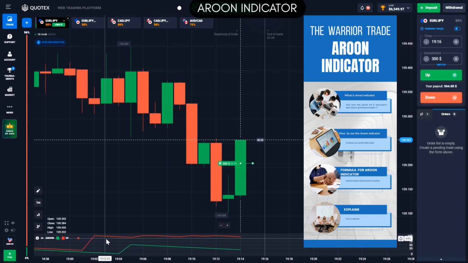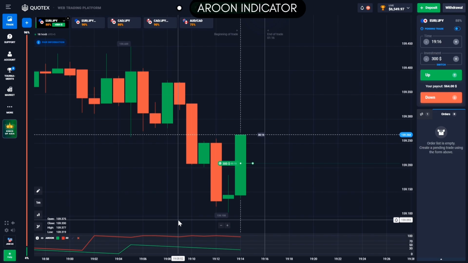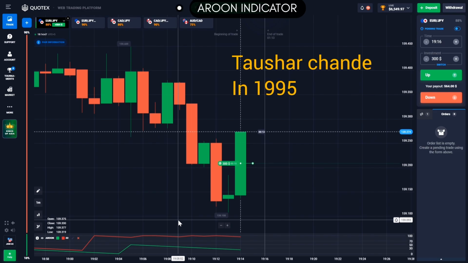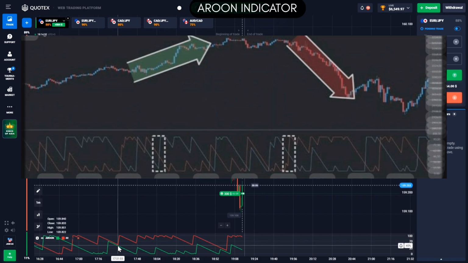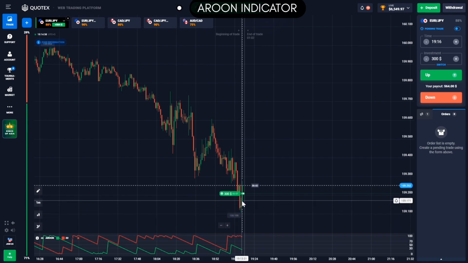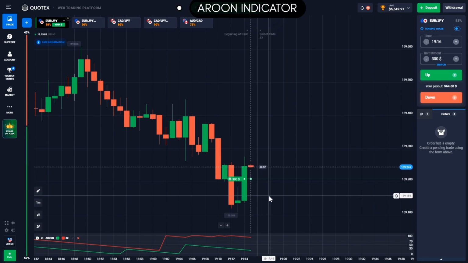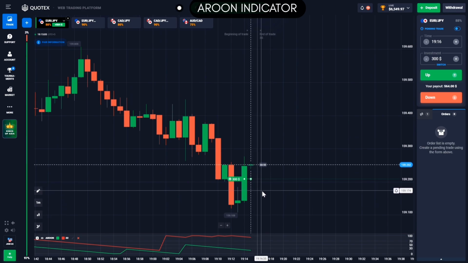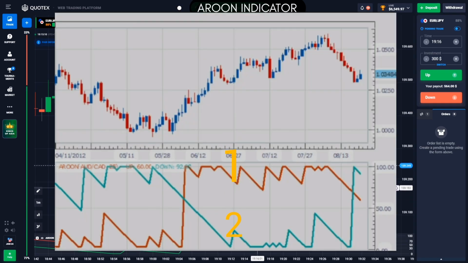Number 1. What is Aroon indicator? The Aroon indicator is a technical analysis tool developed by Tushar Chande in 1995. It helps traders identify the strength and direction of a trend and potential reversals. The name Aroon is derived from the Sanskrit word meaning dawn's early light, reflecting its purpose to spot the beginning of new trends. It's designed to measure the strength of a trend and identify potential reversals. The indicator consists of 2 lines, Aroon up and Aroon down.